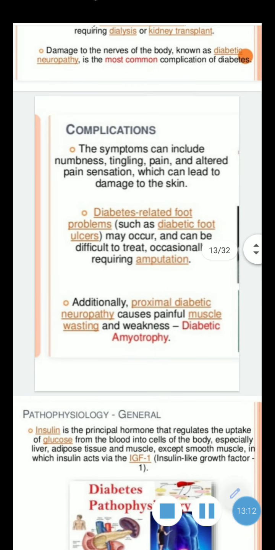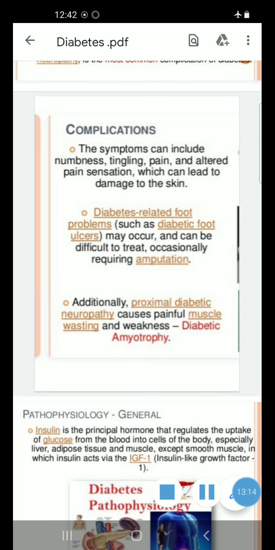So these are a few complications of diabetes. The next part we will see in the next lecture.